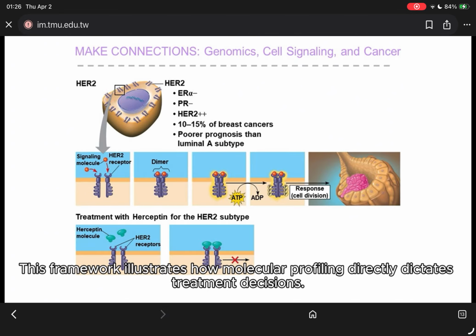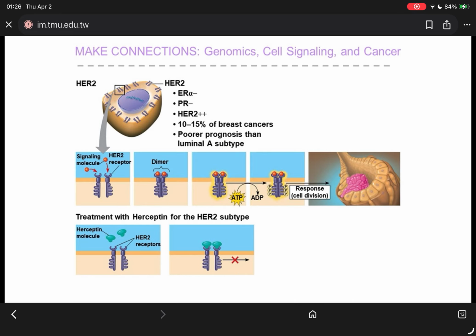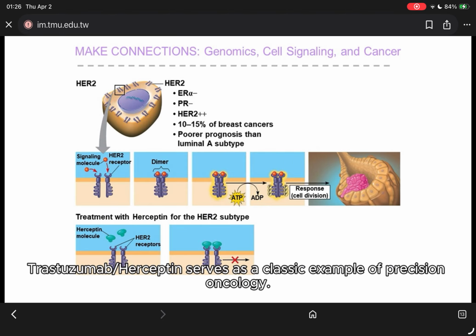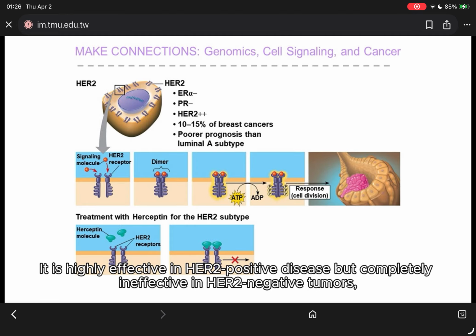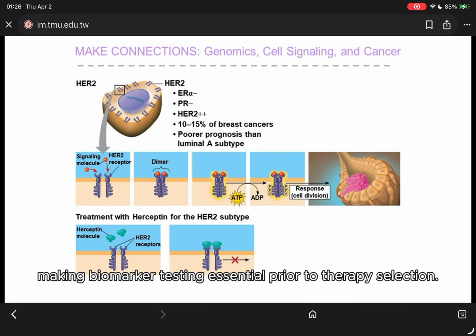This framework illustrates how molecular profiling directly dictates treatment decisions. Trastuzumab, Herceptin, serves as a classic example of precision oncology. It is highly effective in HER2 positive disease, but completely ineffective in HER2 negative tumors, making biomarker testing essential prior to therapy selection.